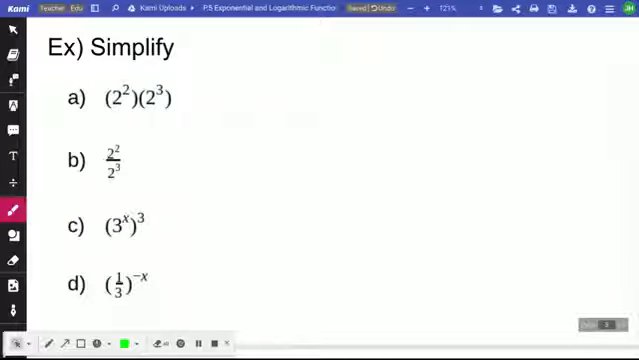So we're going to simplify. If you notice, our bases are the same. We both have a base of 2, which means I can use the product of powers. So I will give them the base, and the exponents get to add. That was one of those from earlier. So this is the same as 2 to the 5th.